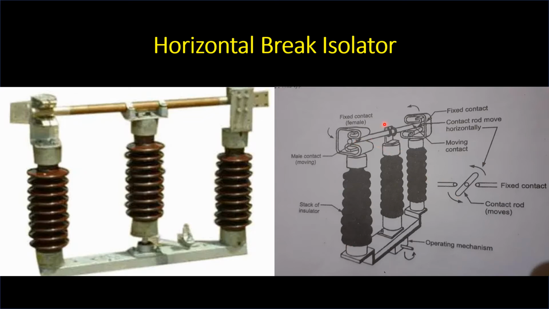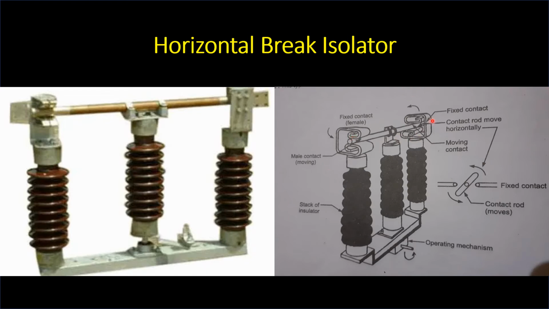Here you will find two fixed contacts which are assembled on the stack of insulators. Stack is nothing but assembly. So on this assembly you will find fixed contacts, and at the center position we have the moving contact. This is a moving contact, and this is a conducting rod or contact rod which moves horizontally, and that is why it is called horizontal type isolator or horizontal break isolator.